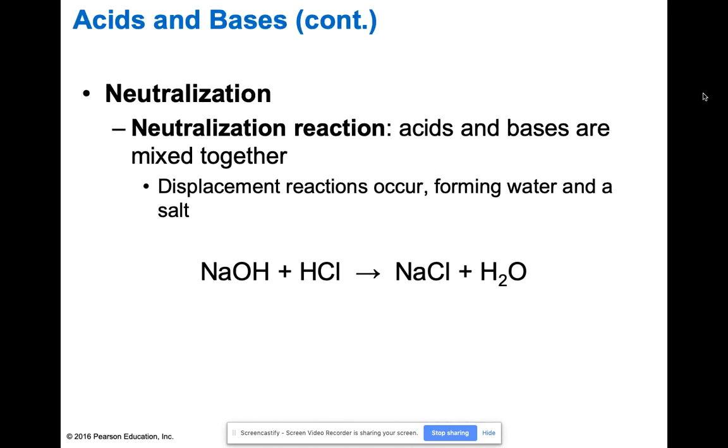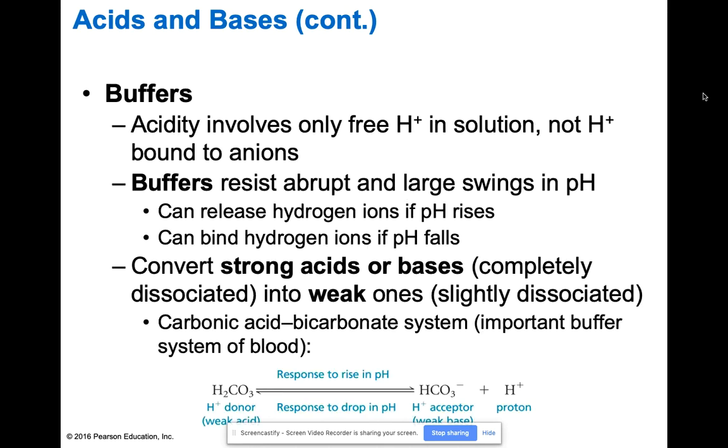We also have these things called neutralization reactions where acids and bases are mixed together because they kind of undo each other. So this is an example of that here. We also have buffers. Buffers are going to be solutions that tend to resist changes in pH, which are really important because our body is full of enzymes and enzymes only function at certain pHs. So if the pH is changed, then those enzymes won't function. So it's important that we have buffers to help resist changes in the pH.